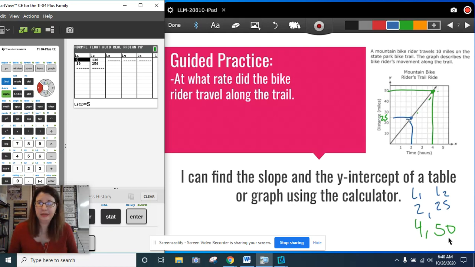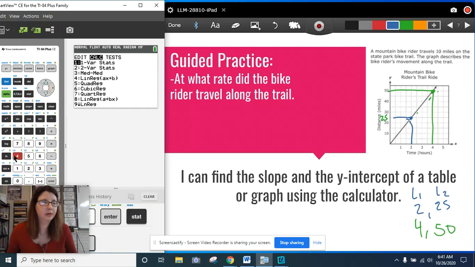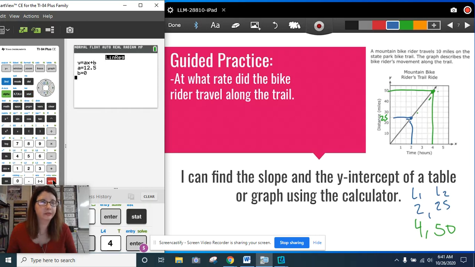So now I need to enter these points so that they look the same. 2, enter, 4, enter, go over. I have 25. Ooh, that's too much. 25 and 50. All right, so I've got my points entered. They look like this, 2 and 4, 25 and 50. Now I do stat, move my arrow over to calc, 4, enter, enter, enter, enter, enter. And I get my M, or my slope, is 12.5. That's my rate. And my y-intercept is at 0. See, it crosses the y-axis at 0.